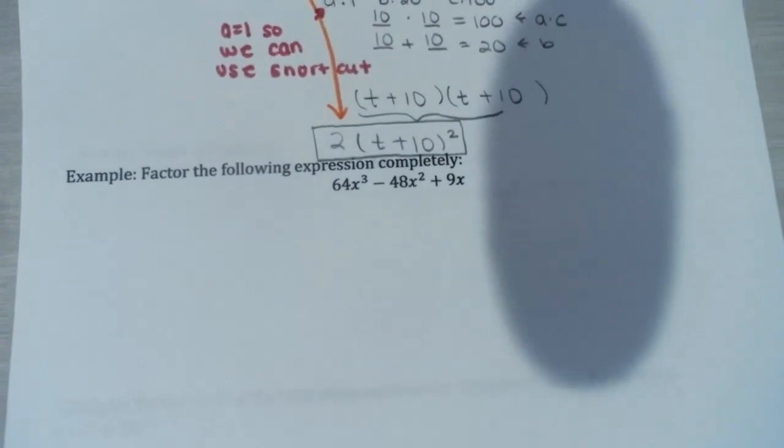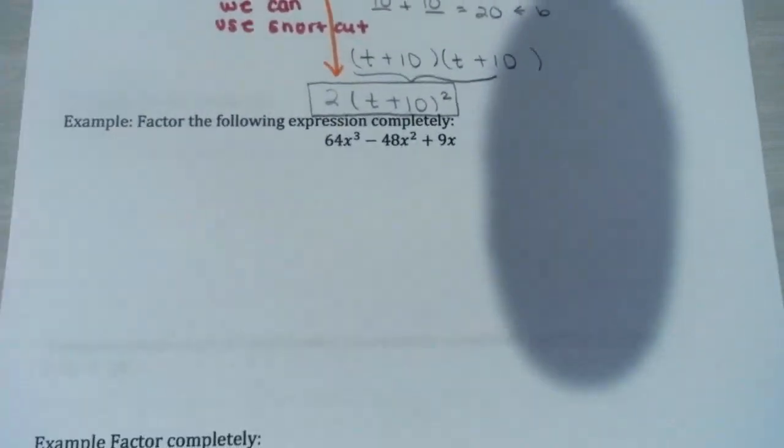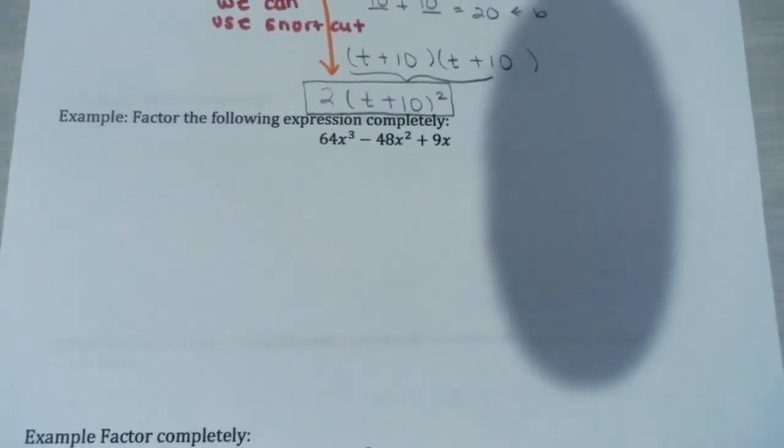Let's do this next one. Factor the following expression completely. 64x cubed minus 48x squared plus 9x. So GCF, they all have an x in common, but that's it. They don't have any numbers in common.